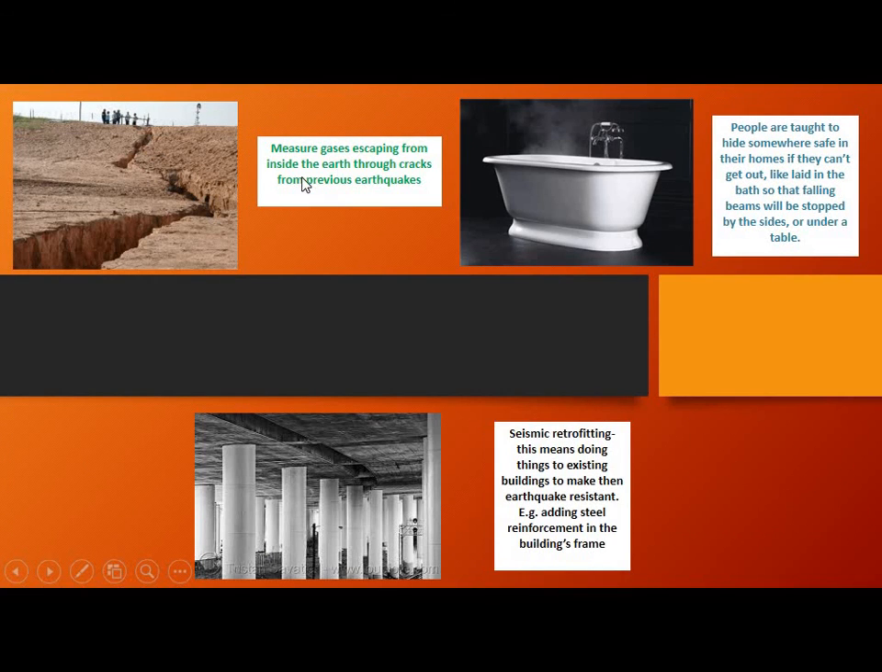Measure gases escaping from inside the earth through cracks from previous earthquakes that are created along here. If there's an increase in gas, there's a good chance there could be movement occurring.